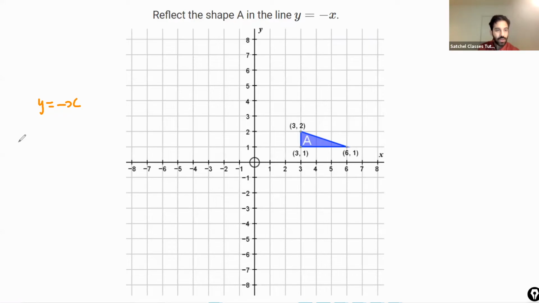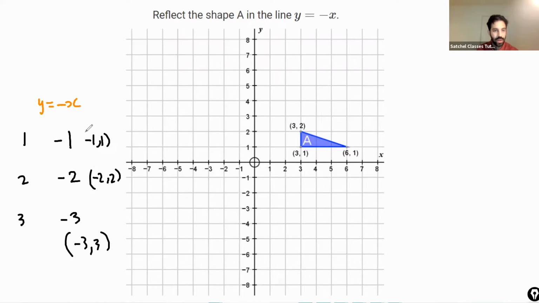Let's think about it then. So when y is equal to 1, x will be equal to -1. When y is equal to 2, x is going to be equal to -2. When y is equal to 3, x is going to be equal to -3. And as coordinates, seeing as x always comes first, this would be -3, 3. This would be -2, 2, this will be -1, 1, and so on.